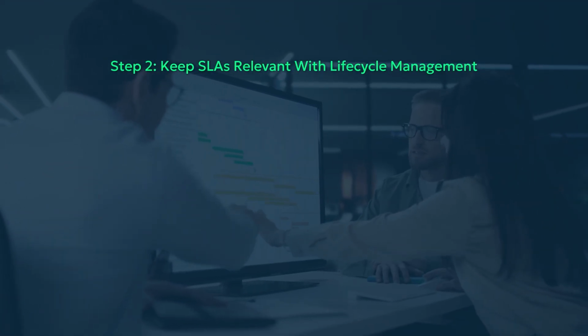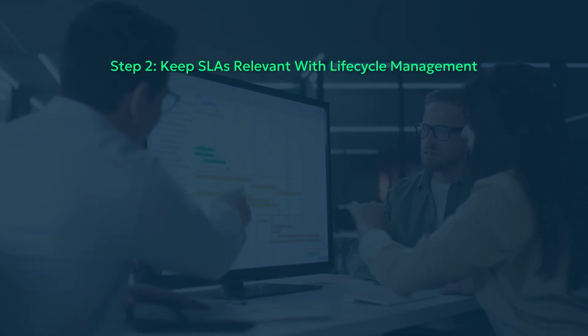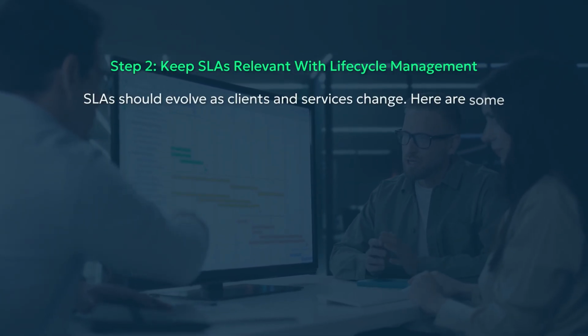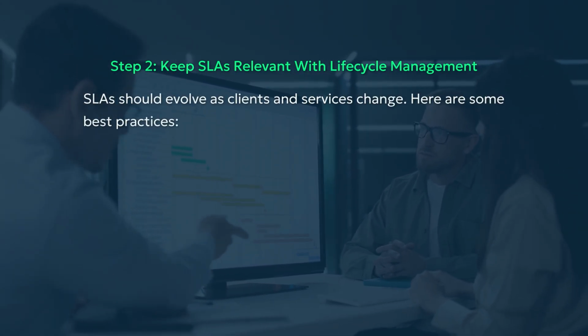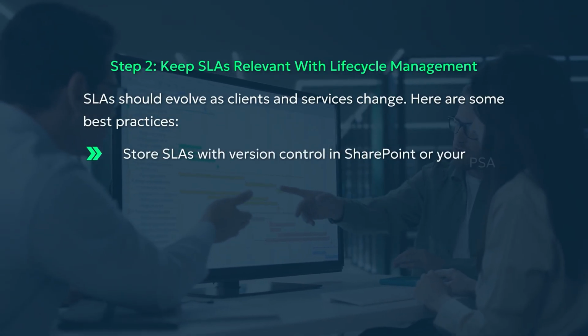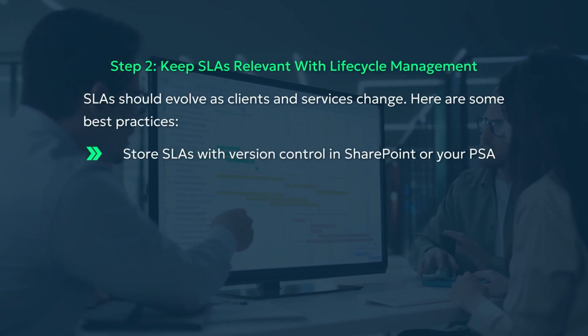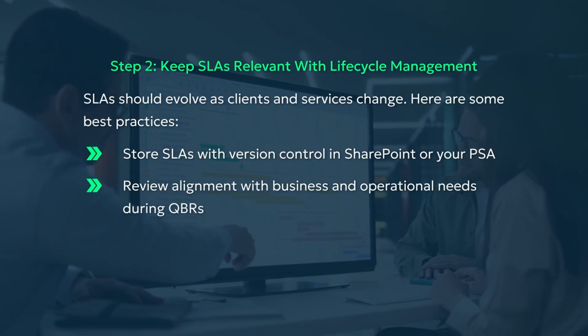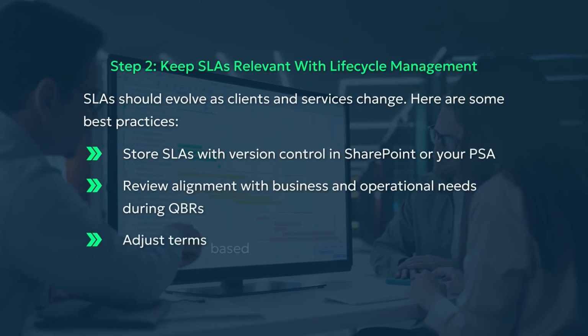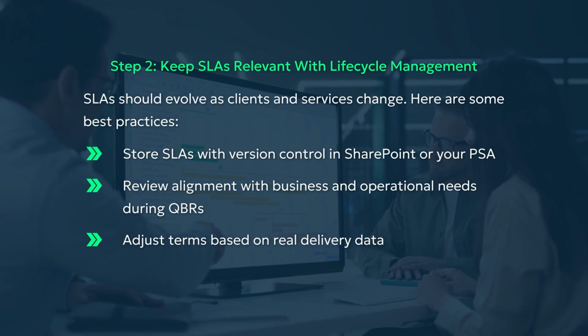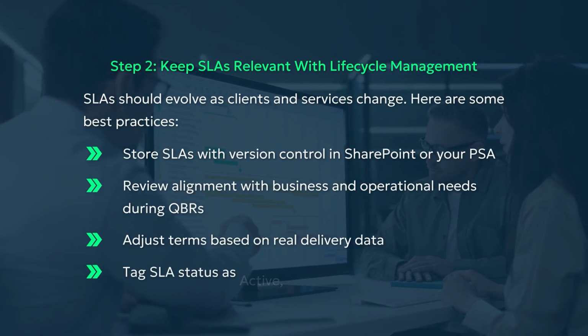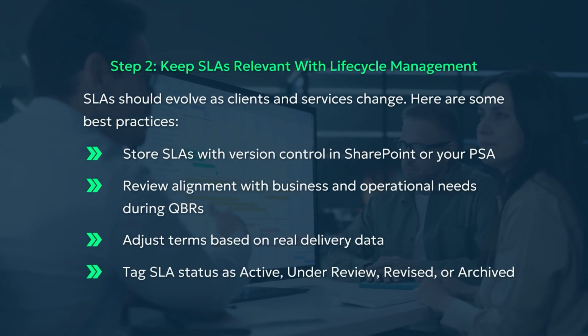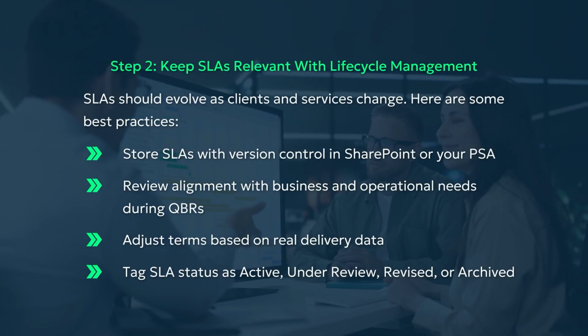Step 2. Keep SLAs relevant with lifecycle management. SLAs should evolve as clients and services change. Here are some best practices. Version-controlled storage in SharePoint or your PSA. Reviewing whether the SLA still aligns with business and operational needs during QBRs. Adjusting terms based on real delivery data. Tagging SLA status as active, under review, revised, or archived.